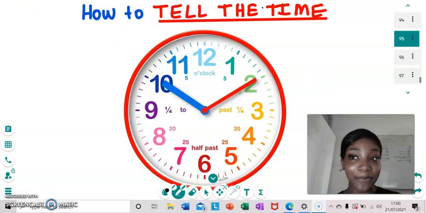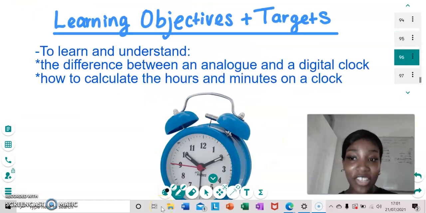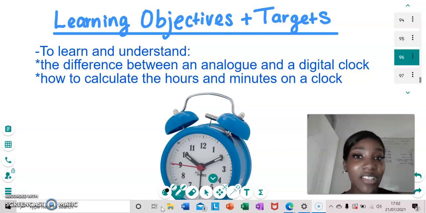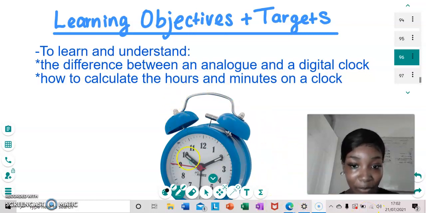This is the concept that we'll be using for the rest of our lives. So here is the learning objectives and targets page that will be in every lesson, which are guidelines to help us know what we need to understand and learn by the end of the lesson. In this lesson, we must learn and understand the difference between an analog clock and a digital clock, which are quite different, and also how to calculate the hours and minutes on a clock, specifically an analog clock, which I've put at the bottom of the page for you here. This blue one. As you can see, it's circular and it's got a set of hands, and we will talk about this further in the next slide.